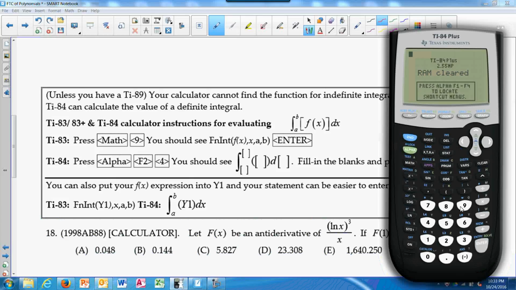Notice, for the old calculator, you'll get the fnInt, function integrand. You'll have to put your Y1, whatever your function is here, comma X, so the comma's right here above the 7, comma A, comma B. So A to B. So it's your first value and then your second value. You're not doing the fundamental theorem. The calculator's doing a Riemann sum, and you're telling it where to start and where to stop.